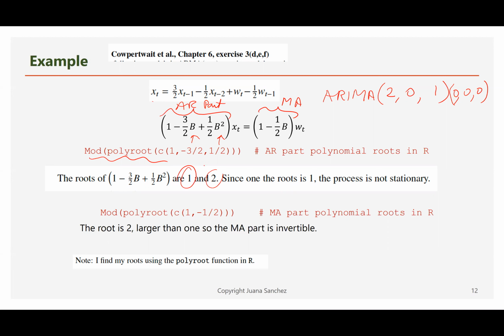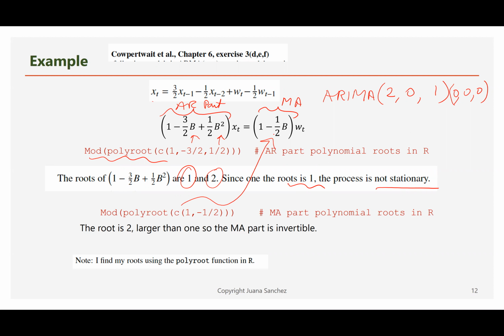So one condition for the AR part to be stationary is that the roots are outside the unit circle, the absolute value is bigger than 1. So since one of the roots is 1, the process is not stationary. Okay. So let's do now the roots of the MA polynomial. For the MA process, it is always stationary, but for it to be invertible, the roots also have to have modulus larger than 1.